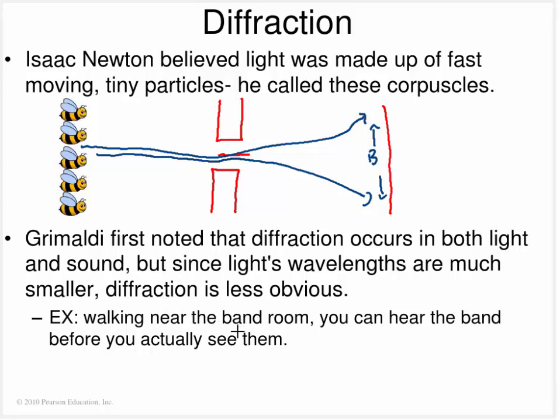We know when it comes to sound that we can hear the band playing from the band room even when we can't actually see them. So sound definitely bends around barriers. Light bends around barriers as well, but the wavelength's actually much smaller, and so diffraction is less obvious in our everyday life than the diffraction of sound.